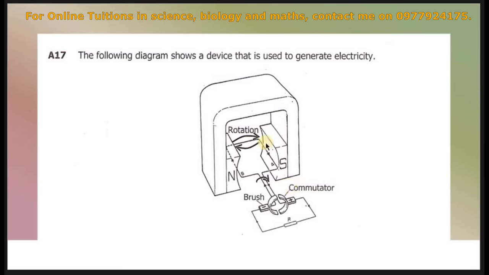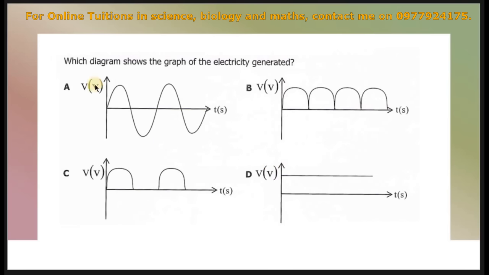So if this is a DC generator, then let's see the next question, which says, which diagram shows the graph of the electricity generated? Okay, so what diagram shows the graph of electricity generated by a DC generator? It is actually B here. Okay, so let's move to another question, 18.